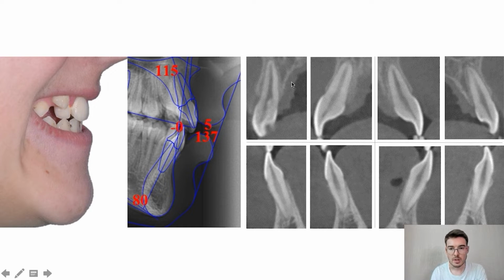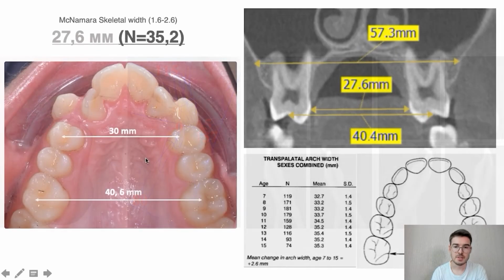be safely tilted forward. Its root is located vestibularly, which indicates that bodily movement of the tooth is not necessary. Correcting its tilt will be enough.